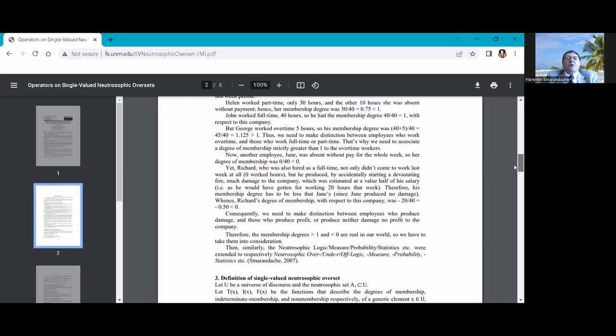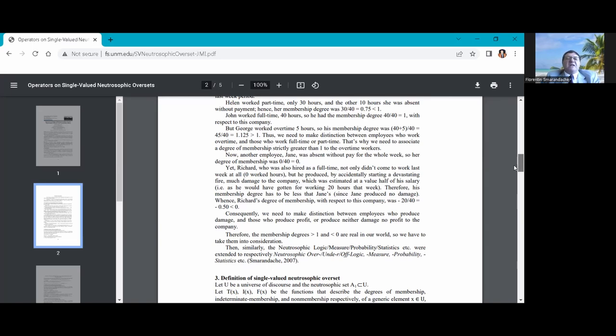So that's supposed for everybody working full time. But let's consider people who work overtime. George worked 5 hours overtime. So George worked 45 hours instead of 40. So we cannot attribute to him the same membership degree as we did to John. John has the membership degree 1, working 40 hours. Since George worked 45 hours, he deserves a membership bigger than 1. So 45 over 40 is 1.125 membership degree. So this is normal in our everyday life.